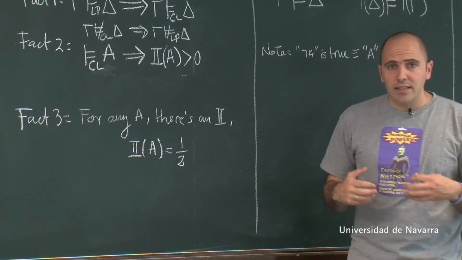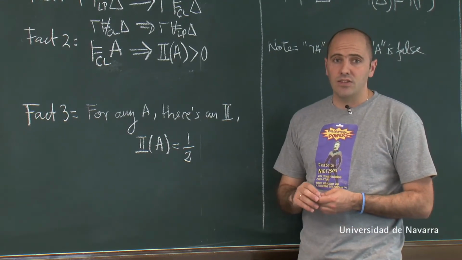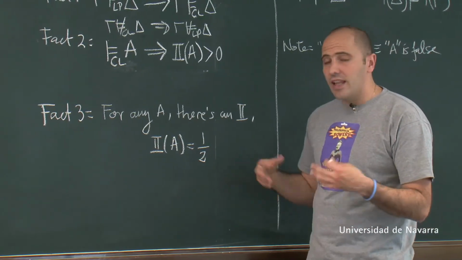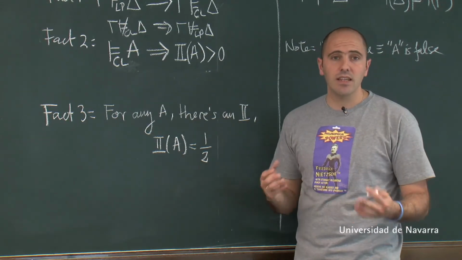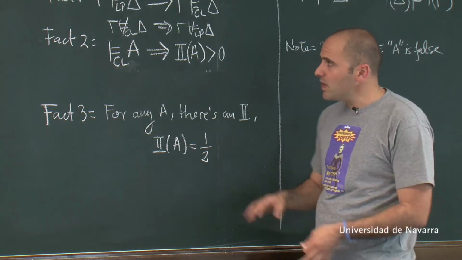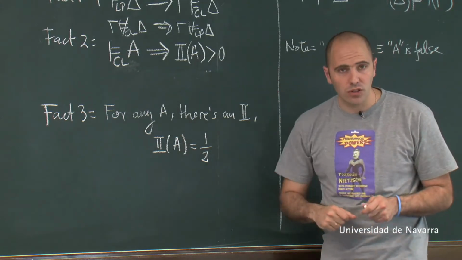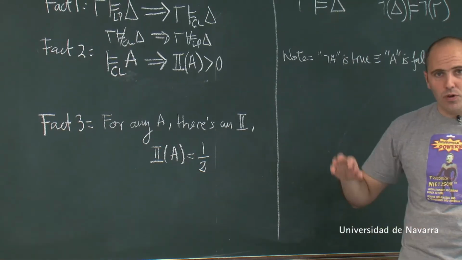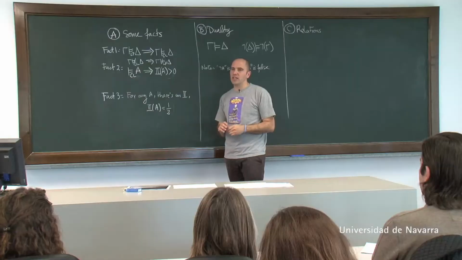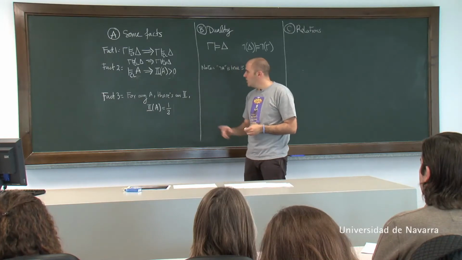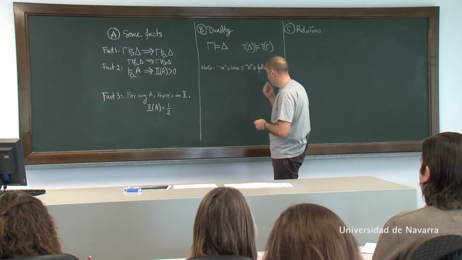Okay, and the third fact states just something relatively trivial, that any formula in this language can take the middle value, right? With these 3 facts and the notion of duality that we're going to explain, we will be able to set all the relations between the 3 logics. So let's go for duality.